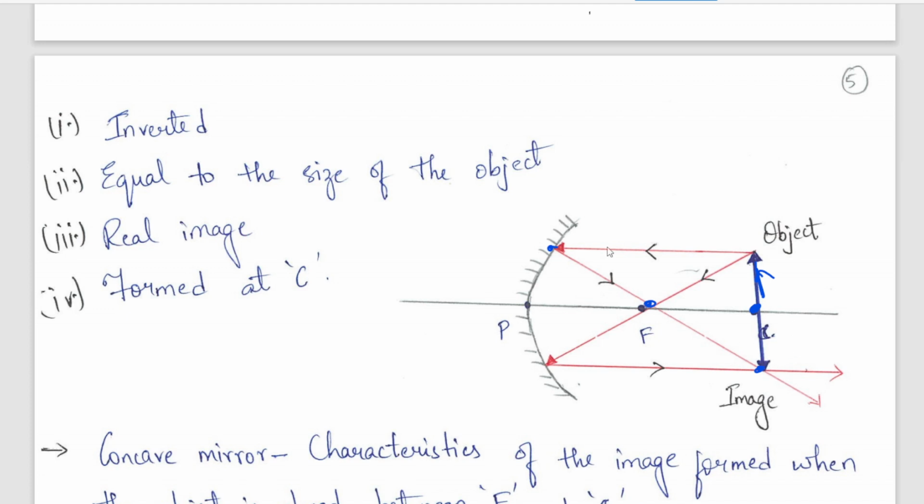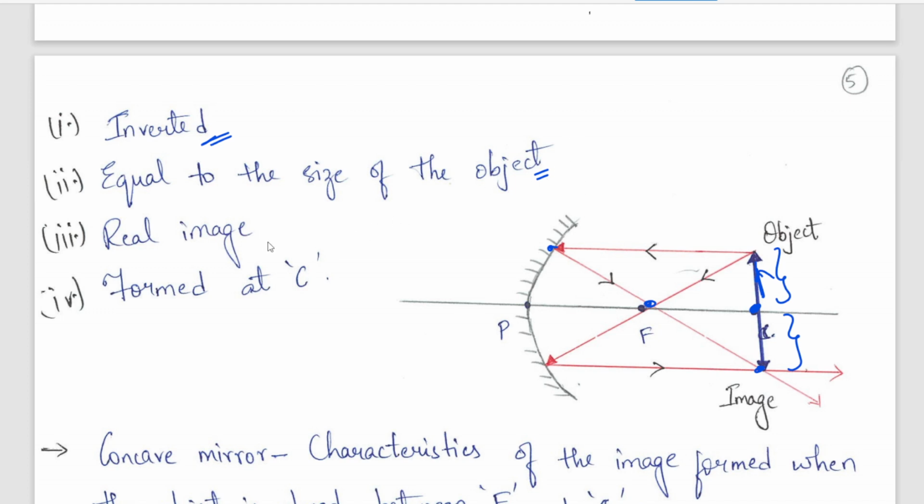Now let us see the characteristics of this image. It is inverted. Inverted in the sense it is upside down of the original object. And the second one is equal to the size of the object. As you can see here, the object size is equal to the image size. That is, it is not magnified, neither is it diminished. It is same as the object.